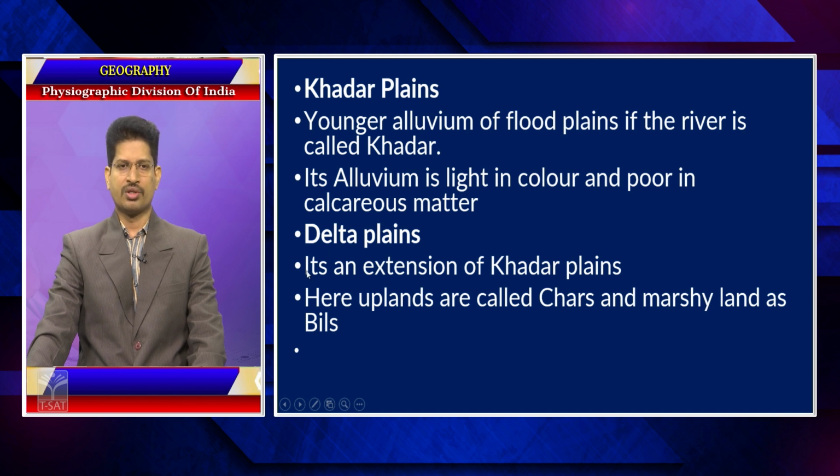Next is the delta plains. It is an extension of the Khadar plains. Here the uplands are called Bet and the marshy lands are called Bhur.